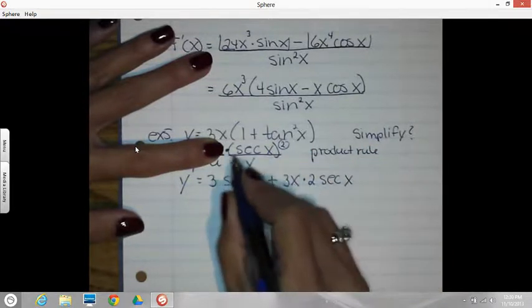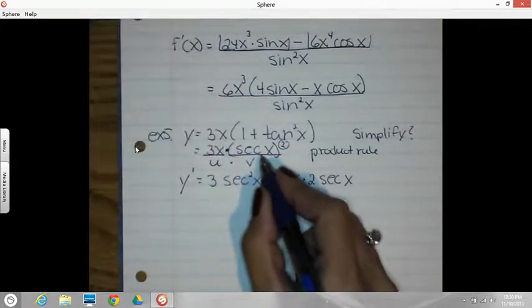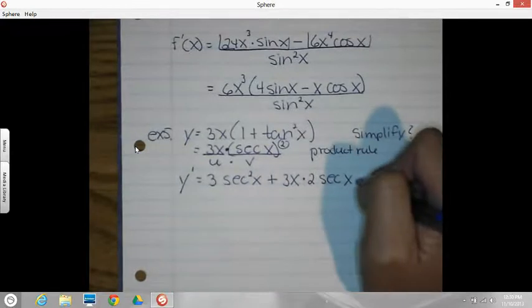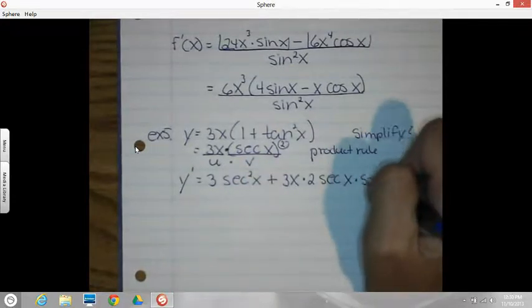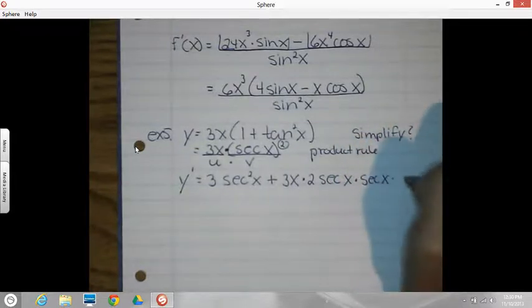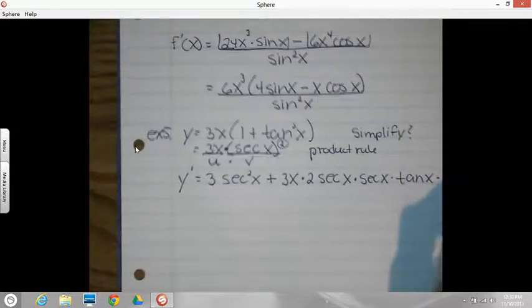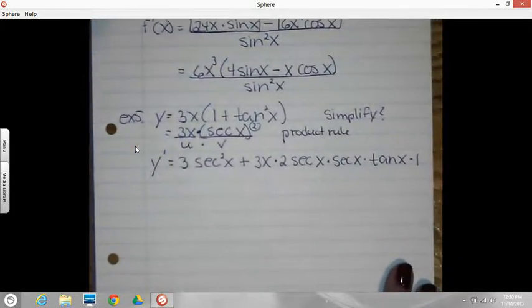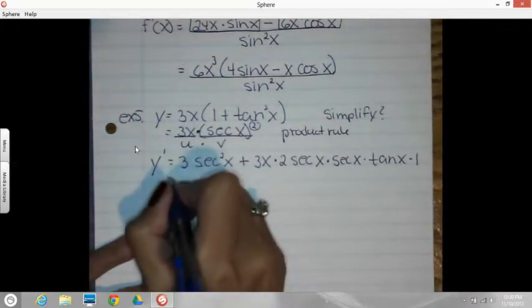Inside is the derivative of a secant. Looking at my blue sheet, secant's derivative is secant times tangent times the derivative of the angle. So, derivative of secant starts with secant times tangent times the derivative of the angle, which is a 1. I wouldn't need that. And now we're just going to simplify what we can. The first one's good to go. 3 secant squared. We can't do anything there.